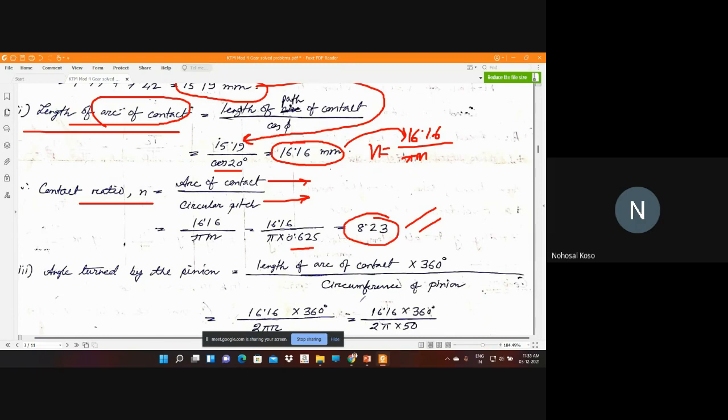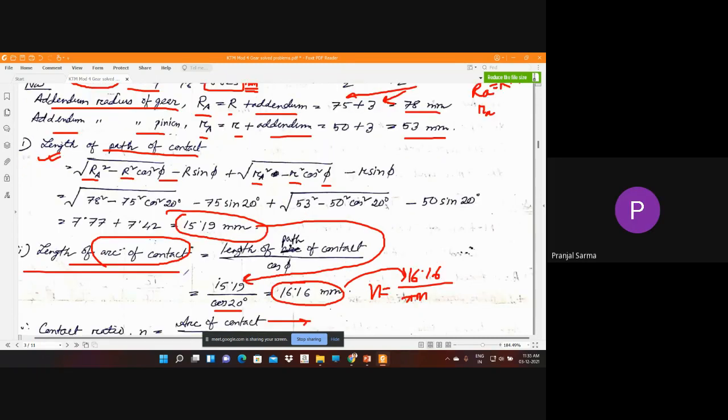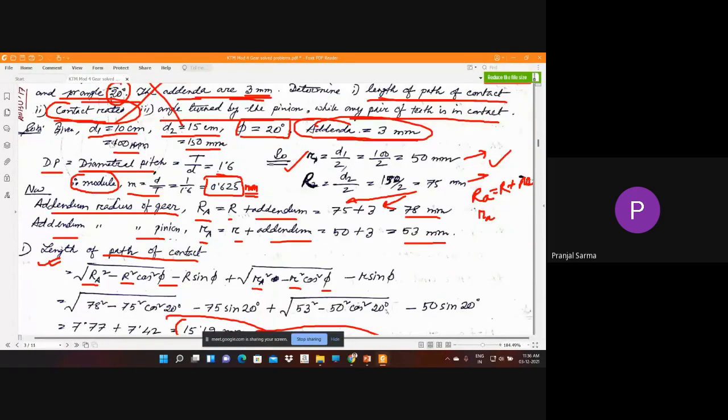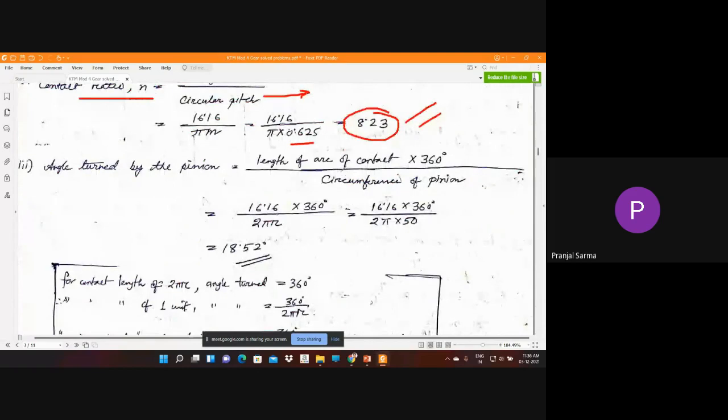No, sir. Okay. Next, we also need to find out what is the angle turned by the pinion, that is the smaller wheel, while any pair of teeth is in contact.